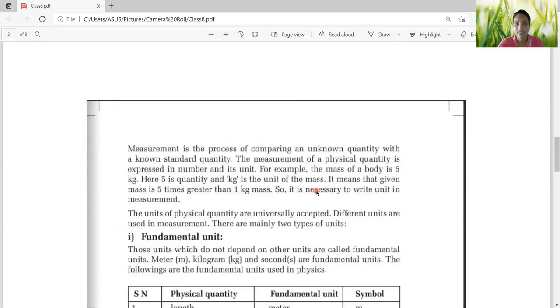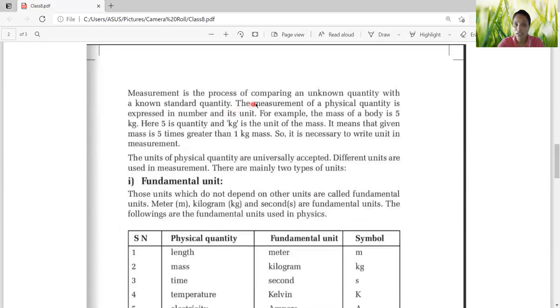Okay, so what is next? Measurement is the process of comparing an unknown quantity with a known standard quantity. Suppose this is the area I'm looking at, but I don't know what it is. But by measuring, I will come to know the area of this particular land. So we compare the unknown quantity with the known quantity and come to our conclusion.